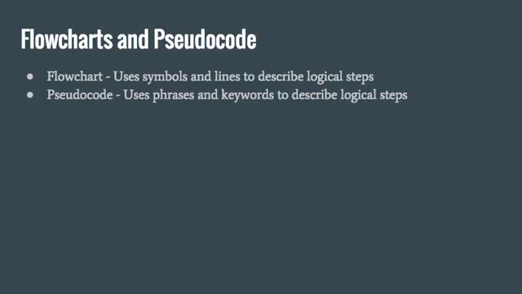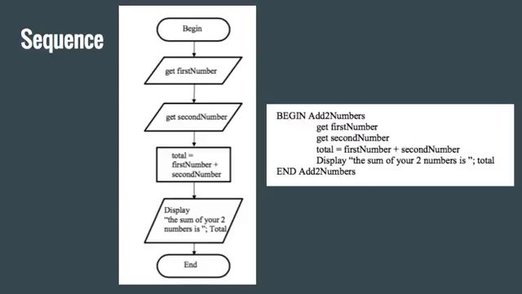So let's just look at the two types of algorithms that we can write. We can write flowcharts, or we could write pseudocode. With a flowchart we use symbols and lines to describe the logical steps, whereas pseudocode uses phrases and keywords to describe logical steps. So let's look at sequence. Like I said earlier, sequence is a series of steps that does not deviate, does not choose between different steps. It just goes from the top down to the bottom.